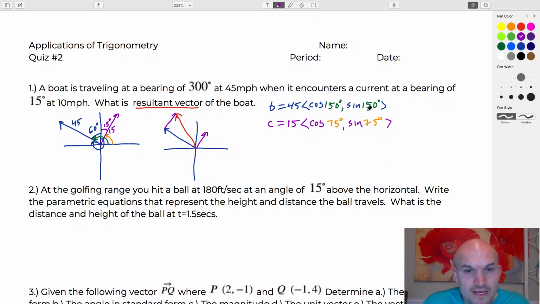Okay, there we go. So now, again, that's not our question, though. Our question is asking, what is the result of it? What is the red, right? Well, we got to add the blue and the purple. We got to add the boat and the current. So therefore, we're just going to combine them together. And I did ask my students to round to the nearest thousandth.